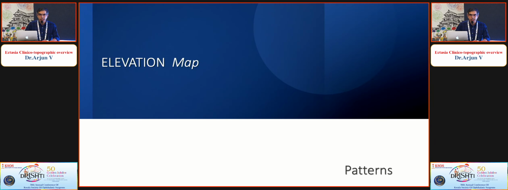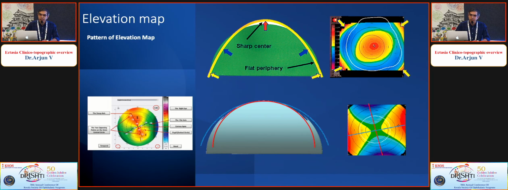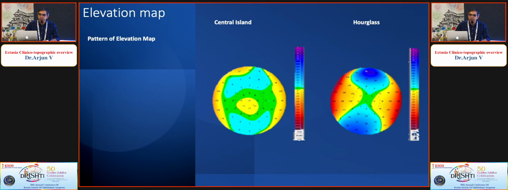So going on to the elevation maps, before you see the maps, you can see that based on the best fit sphere, some part will be above it, which will be represented by the warmer colors, and some part will be below it, which will be represented by the cooler colors. So if there is only a uniform power with a central elevation, you will get an island, and if there is an astigmatism, you will get an hourglass kind of pattern.